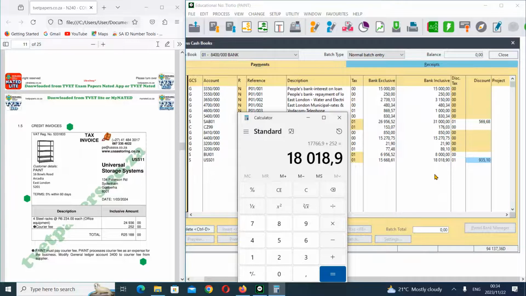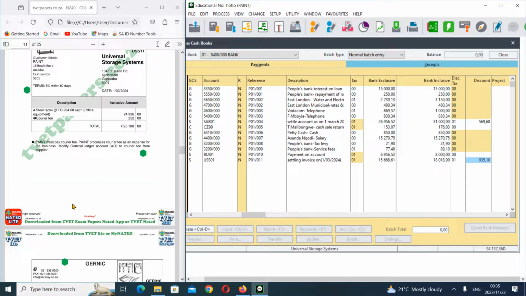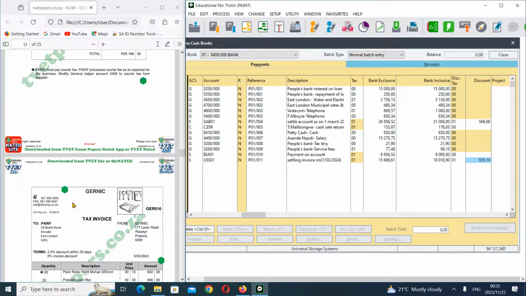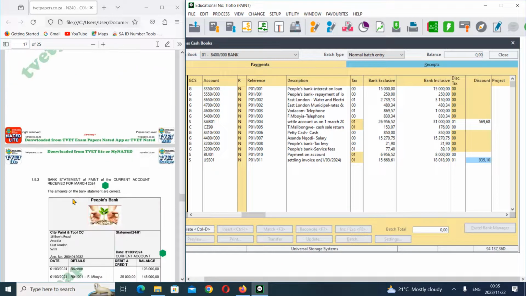I will try to write down the formulas in the description, all the formulas on how to calculate these discounts, so that we can see how we calculate all that. So we are done with that, and we can say tab.